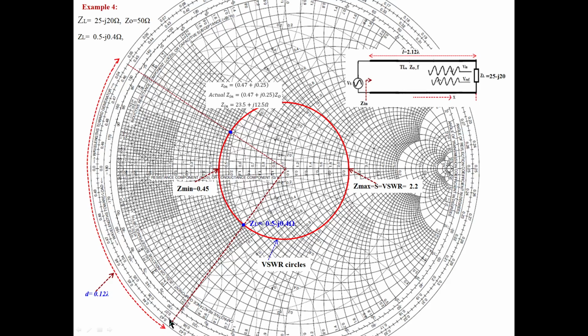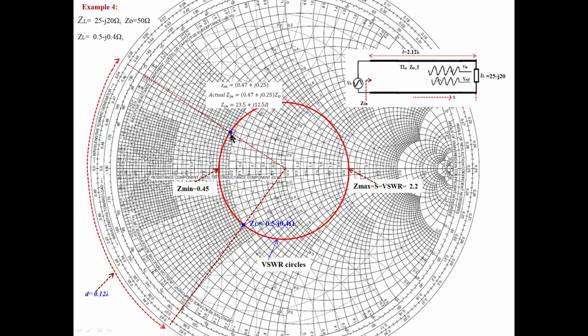You take 0.12 lambda and count over the generator scale. You move a distance of 0.12 lambda and stop wherever you travel that distance. Then we will be completing 2.12 lambda. From there you draw a line passing through the center of the Smith chart. It intersects the VSWR circle somewhere here. Note down the impedance here.